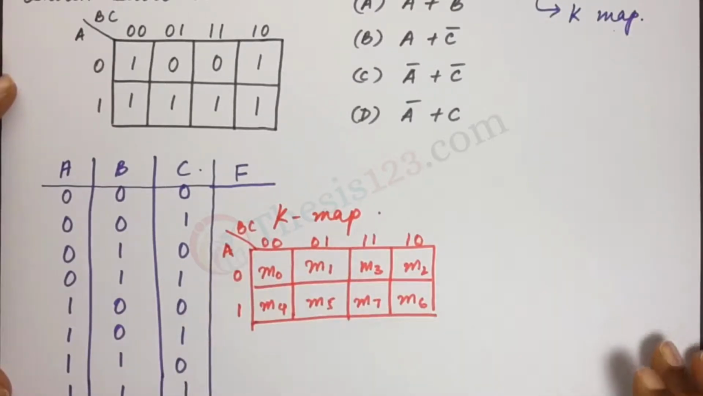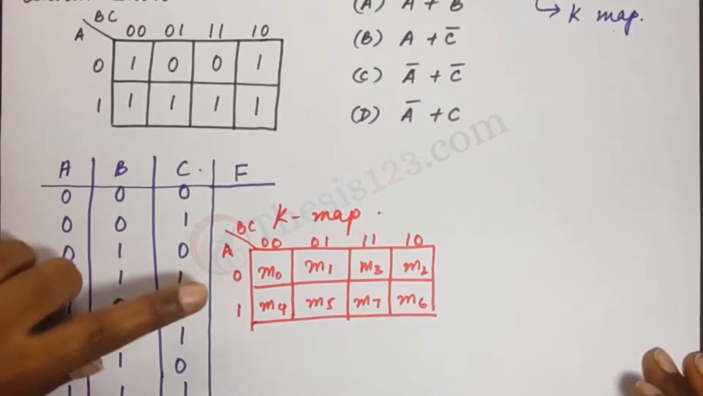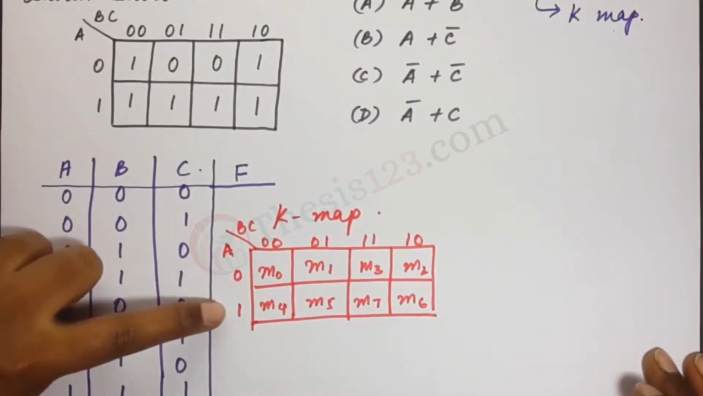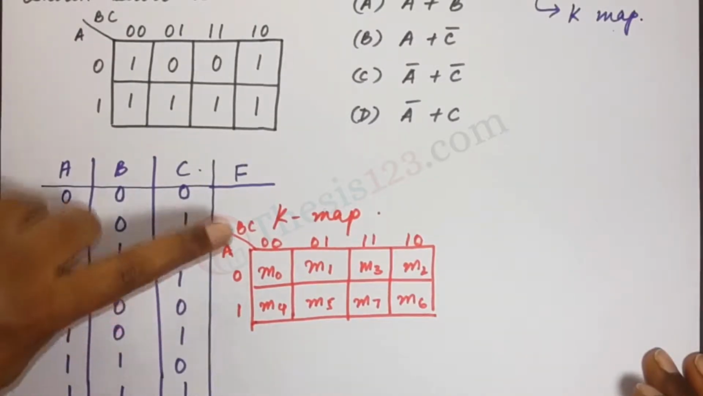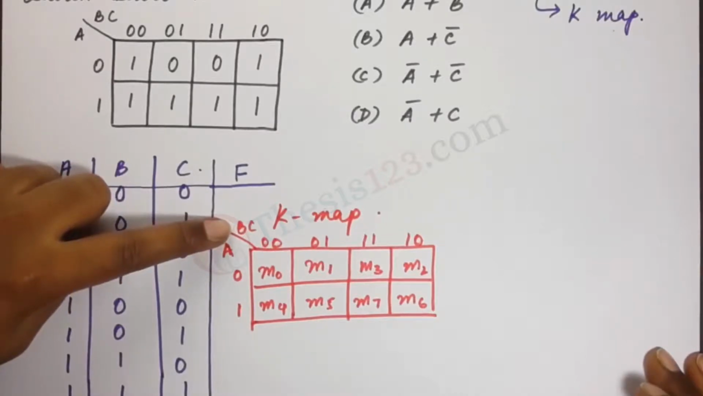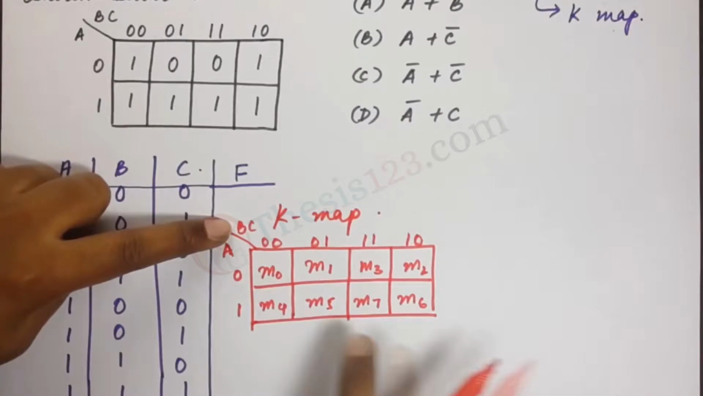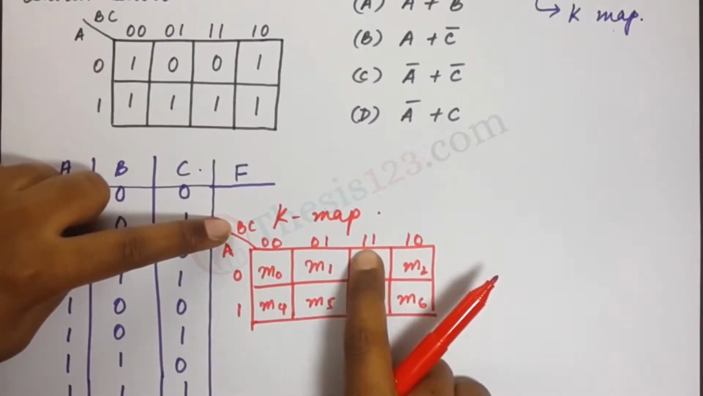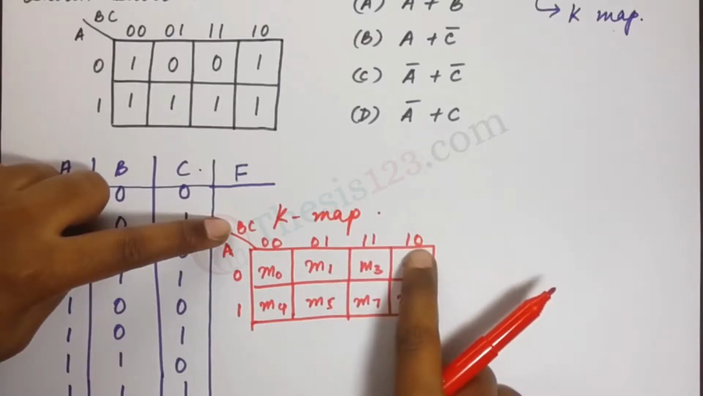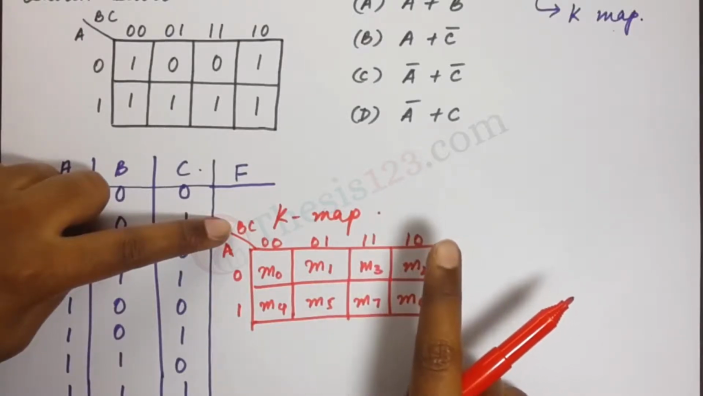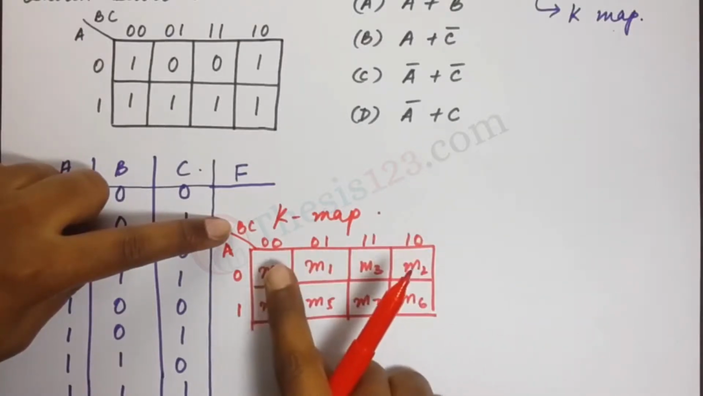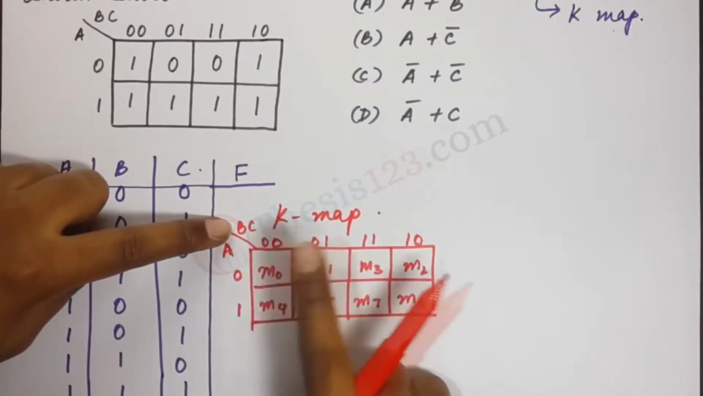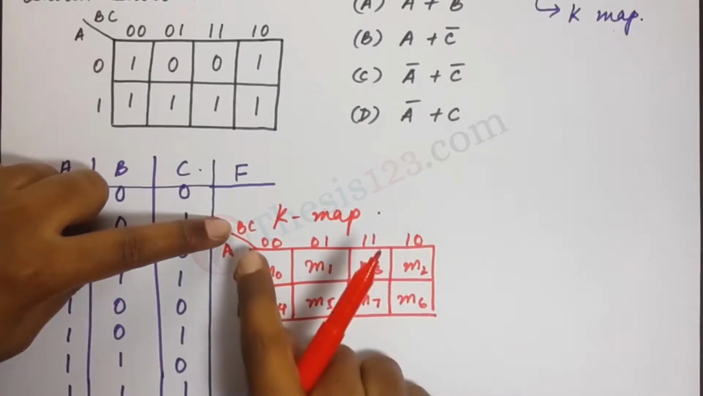You see A has two possible values, 0 and 1, and for BC the values are 0, 0, 0, 1, 1, 0 and 1, 1. But when they are arranged, you will notice that 1, 1 is placed in between rather than at the end. The reason is that they are arranged so that there's just one change from 0 to 1. There cannot be both changes.